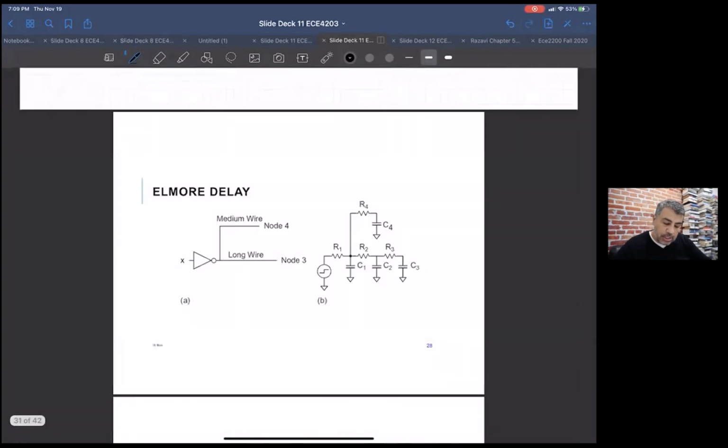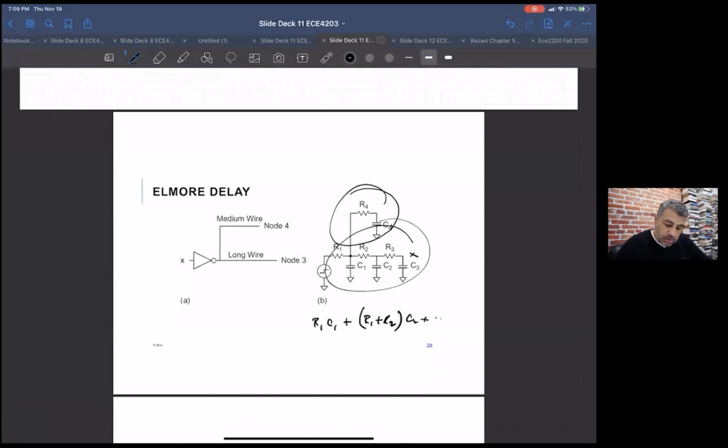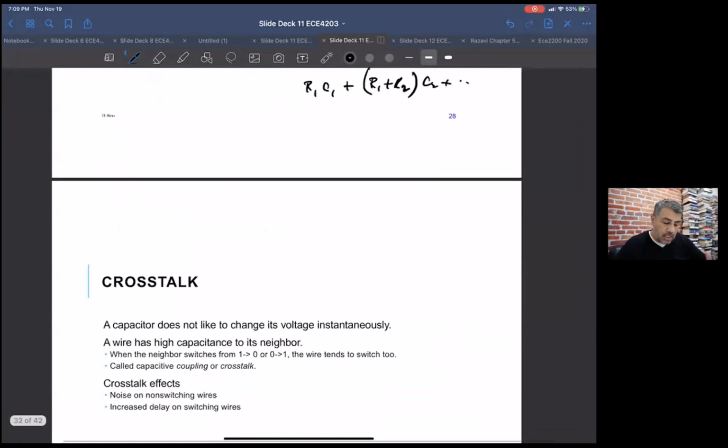We could basically end up with its own R and C, and then the Elmore delay for the interconnect would be R1, C1. Let's say we want to figure it out to here, plus R1 plus R2, C2 plus, you guys remember that. So we use the same methodology basically with RCs and get the same thing.